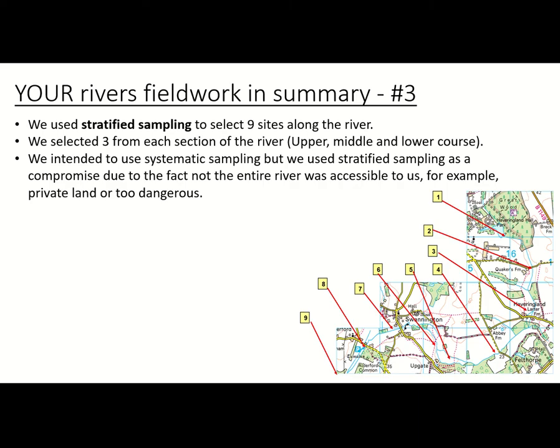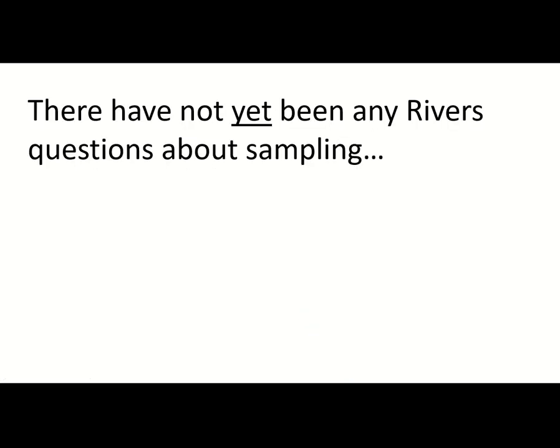And because of time constraints, we also only looked at sites 2, 6 and 7 when it came to collecting data. So site 2 in the upper course, site 6 in the middle course, and site 7 in the lower course. So we've got 1 from each of the 3 courses, which helps us maybe still have a stratified sample.